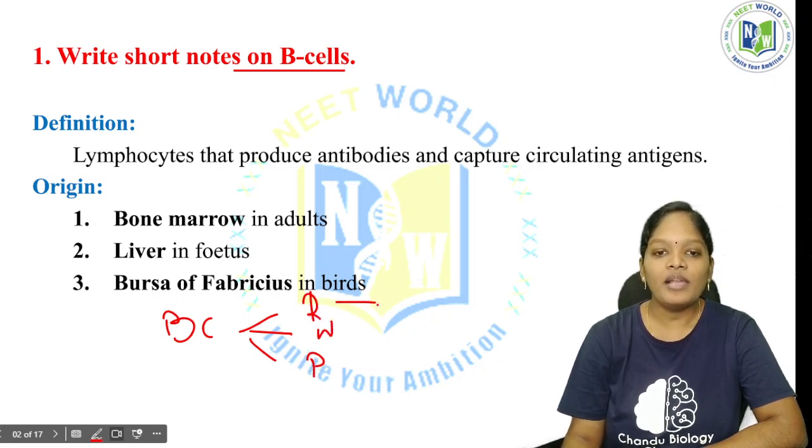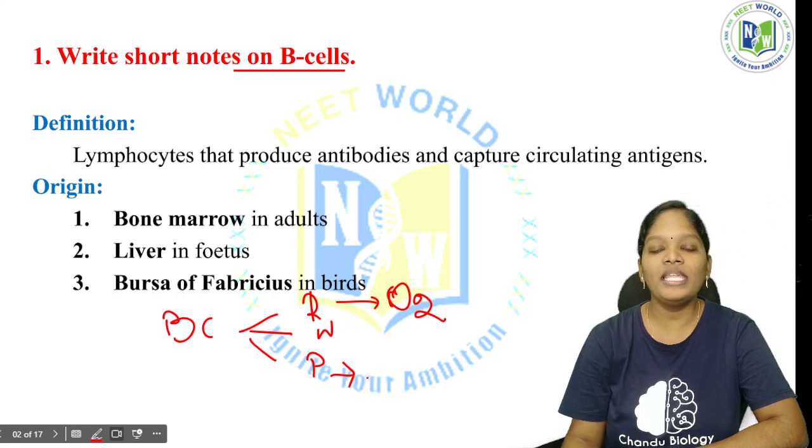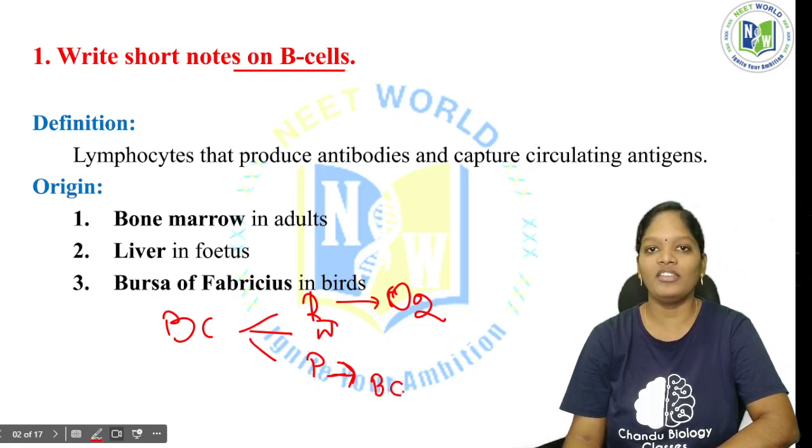This RBC is completely dealing with the oxygen carrying work. It carries oxygen with the help of the hemoglobin pigment. And the platelets are the ones involved in the blood coagulation process, with the help of the clotting factors.